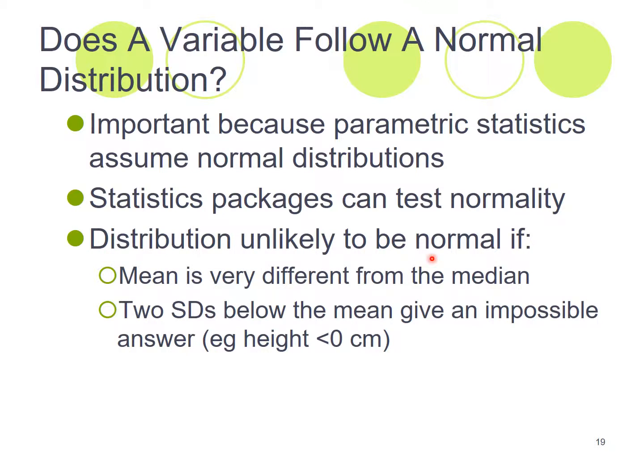Okay, the distribution is unlikely to be normal if the mean is very different from the median, or if 2 standard deviations below the mean give an impossible answer. So for example, a height less than 0. That can't be. Okay, so it's another way of checking to see if your distribution is normal.